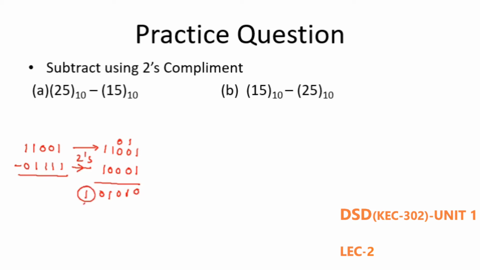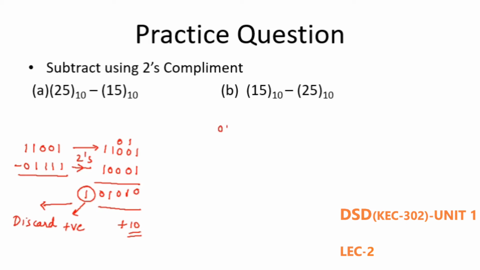So now this 1 indicates that my answer is positive, and in 2's complement we have an added advantage that we do not have to do anything now. We just have to discard this carry. This carry is to be discarded only, and the remaining part is my answer. That means it is plus 10. Okay. Now similar thing can be done for 15 minus 25.